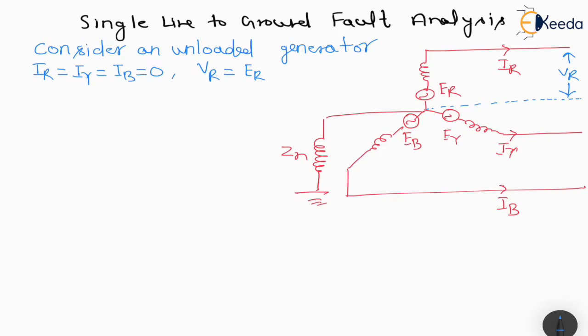When our generator is unloaded, it means IR will be equal to 0, IY will be equal to 0 and IB is equal to 0. And one more thing, if our generator is unloaded, there will not be any kind of drop across this resistance. So directly you can see that VR will be equal to ER because this drop will be 0. So this is an important point.